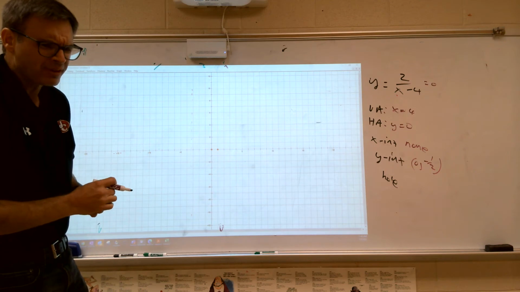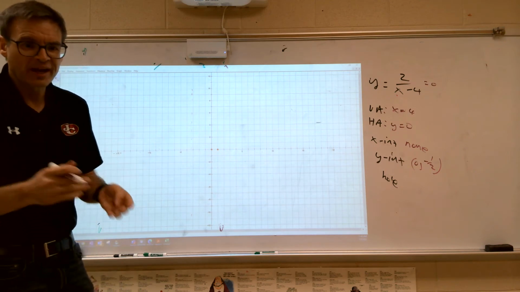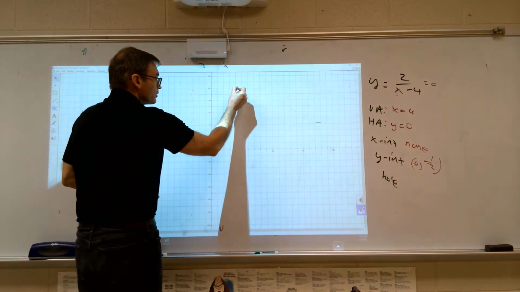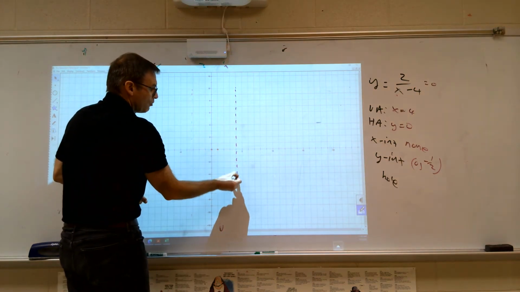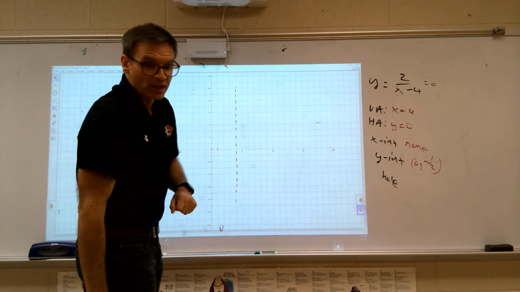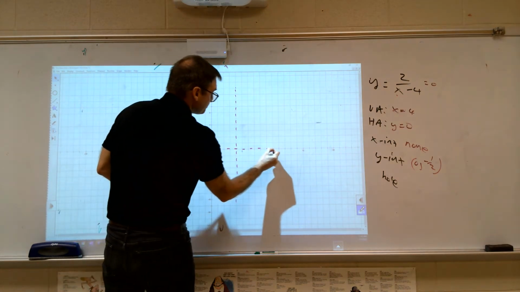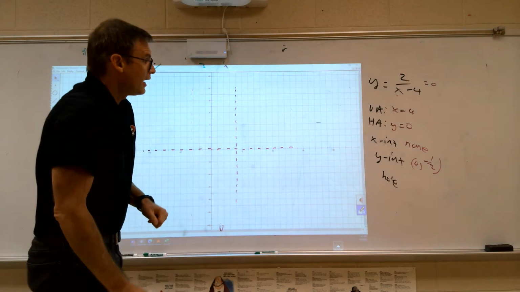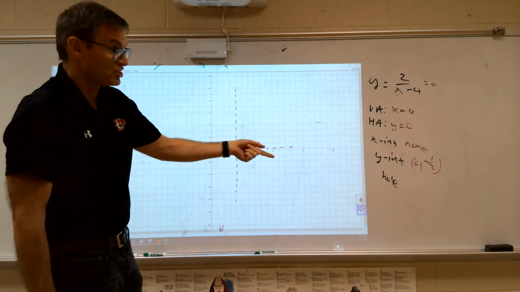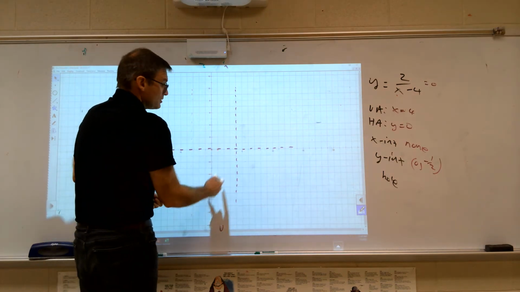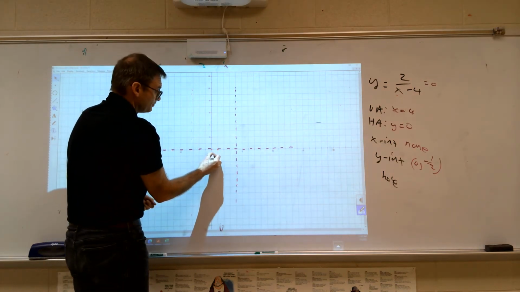How do you go about graphing it? Well, we deal with the asymptotes. You get a vertical asymptote at 4, so I get to draw my dashed line at 4. I get a horizontal asymptote at y equals 0, and so I get a horizontal line at y equals 0. I have pretty much no other information other than the y-intercept, which is 0, negative 1/2.